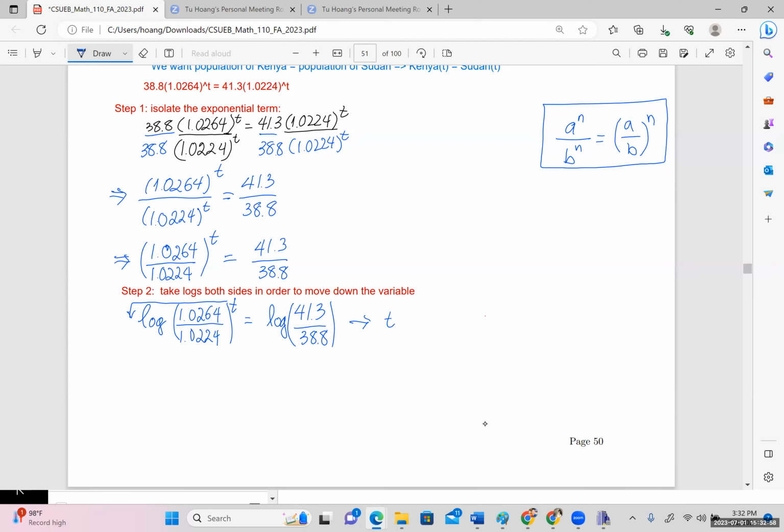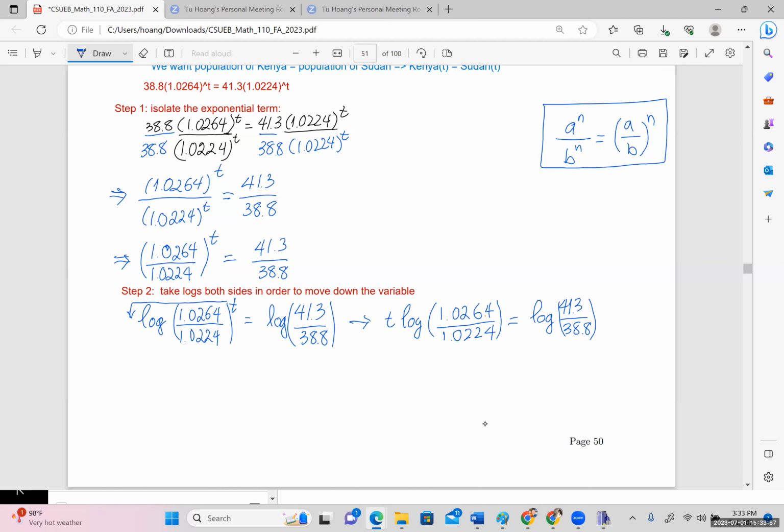So now you will have t times log of 1.0264 divided by 1.0224, and you will have log of 41.3 divided by 38.8. Okay. All right.